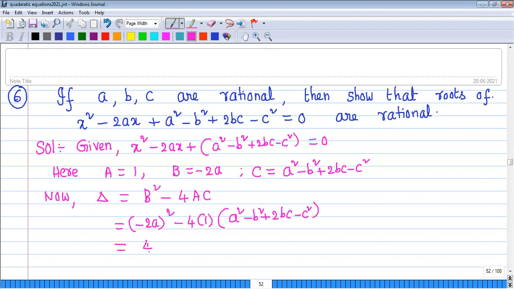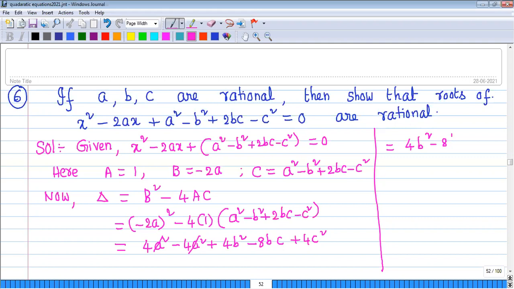So this will be 4a square minus 4 into 1 into (a square minus b square plus 2bc minus c square). Minus 4a square, this will be plus 4b square, minus 8bc, minus into minus plus 4c square. Correct? And now the 4a square cancels. What do we have here? This is 4b square minus 8bc plus 4c square.